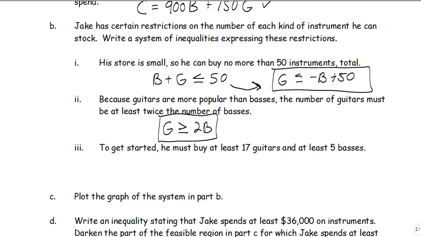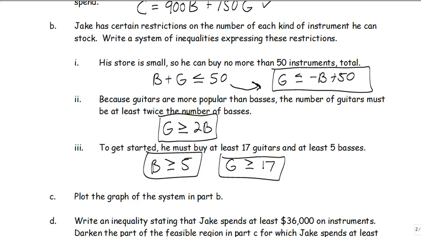To get started, he must buy at least 17 guitars and at least 5 basses. So that means basses must be greater than or equal to 5, and guitars must be greater than or equal to 17. You can't have less to stock the store. It says plot the graph of the system in part B. We're going to be plotting these 4 equations.